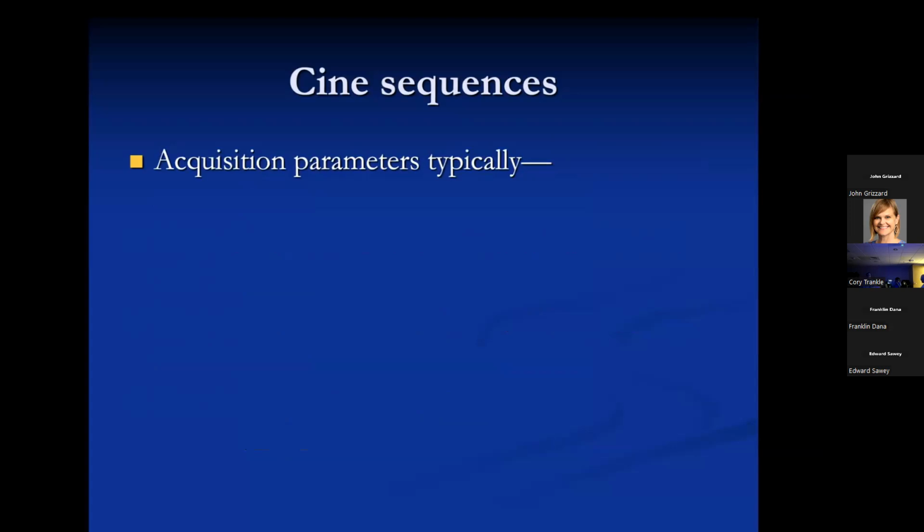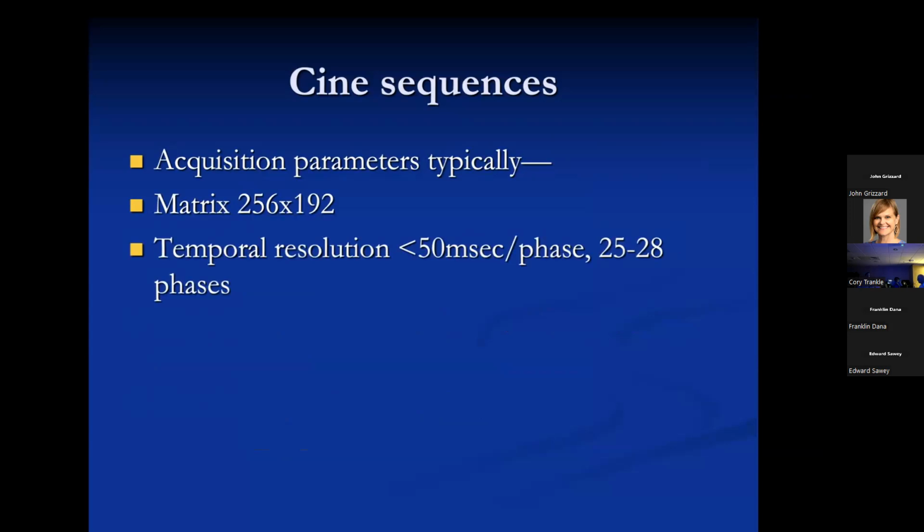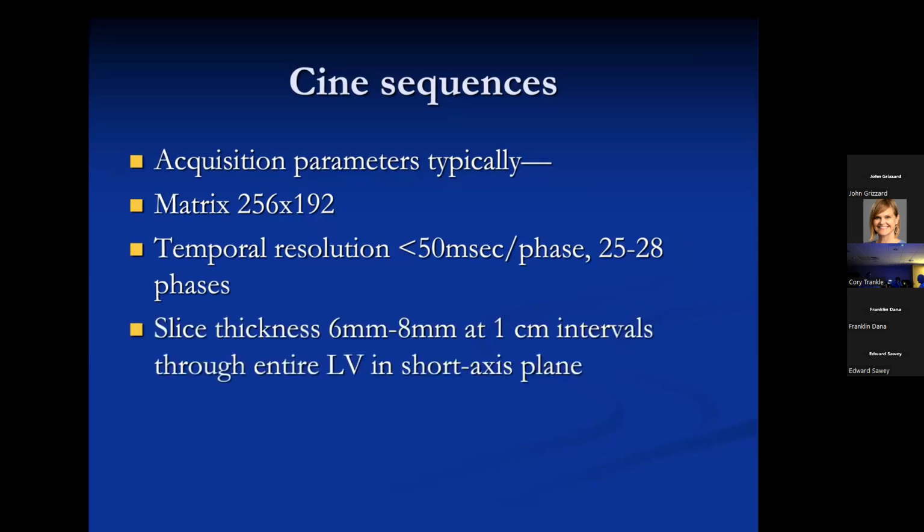Here are our typical acquisition parameters. We do them with a matrix of 256 by 192 or 256 by 200. That's your base resolution. Your temporal resolution is dependent on how many phases you require per TR. So you want to try and keep it under 50 milliseconds. It's actually better if you can keep it at 45 or less. And you can reconstruct it with view sharing up to 25 phases.